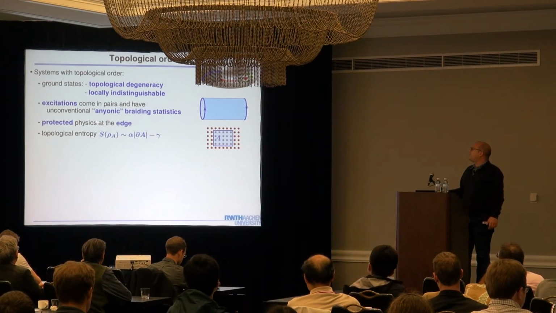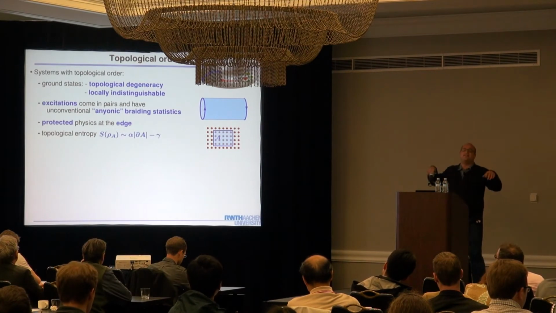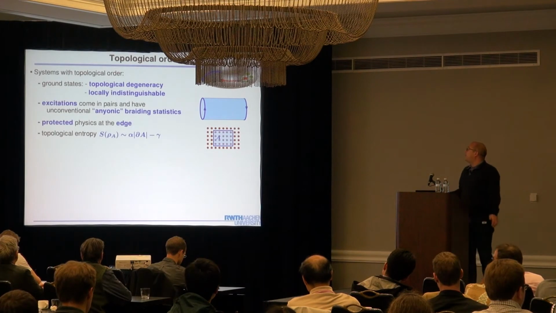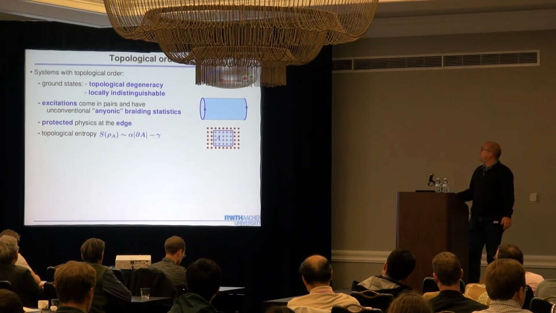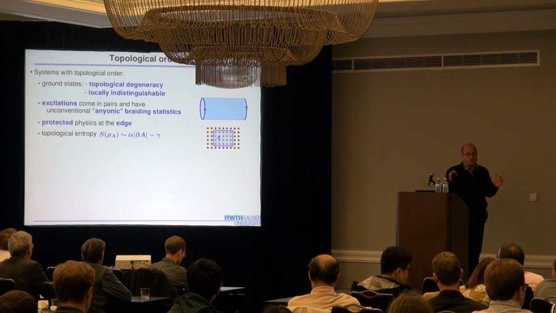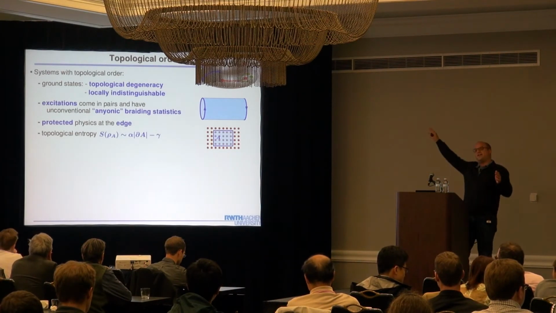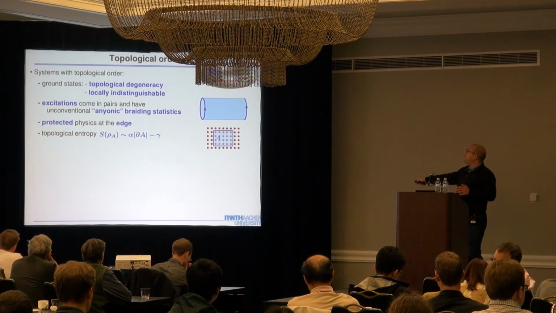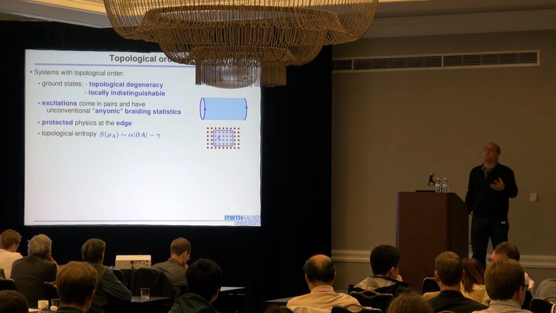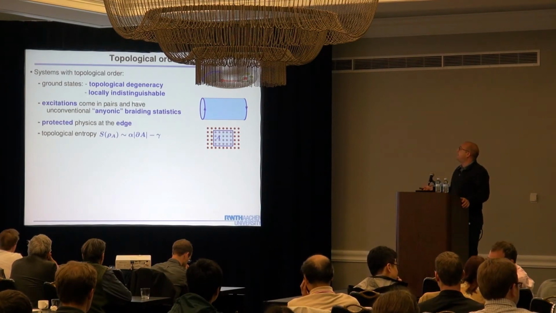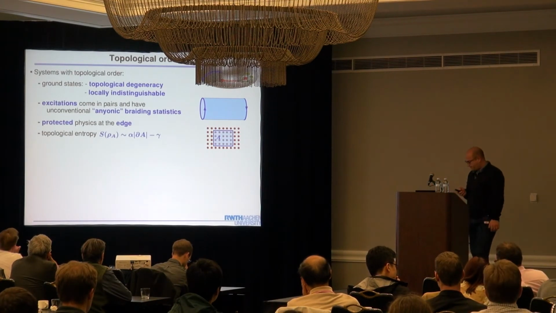But there are more properties linked to these, which are, for instance, the fact that the physics at the edge is robust against perturbations. Or if we look at the ground state wave function and we cut a region and look at the entropy of the reduced density operator in that region, it will scale linearly with the boundary of the region, but it will have a subleading correction gamma, and this correction gamma is universal, meaning it's robust against perturbations, and it captures topological properties. So it's related, for instance, to the ground state degeneracy.